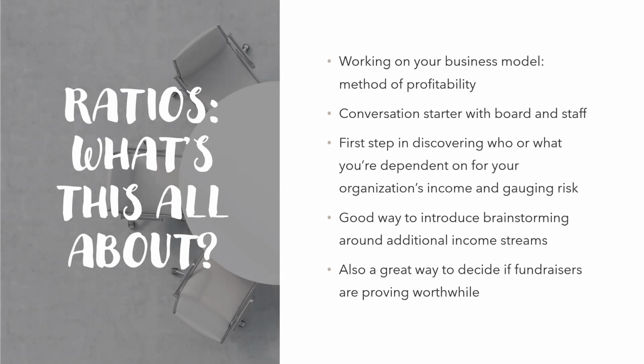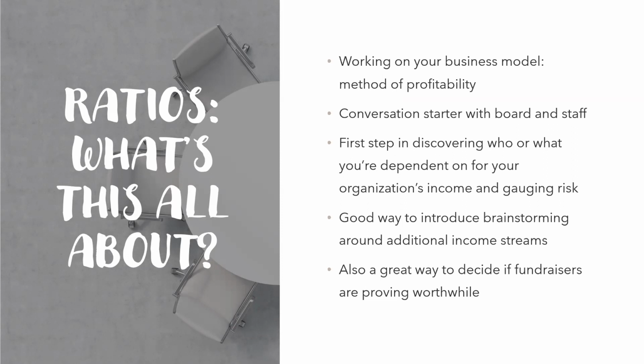First step is in discovering who or what you might be dependent on for your organization's income and gauging that risk. So we're not going to talk as much about gauging your risk today, but that will be another video that I do. So if this video is brand new when you're seeing it, come back another time and look for the gauging risk video. If you're seeing this a little bit later, hopefully it is there on the Gold Standard playlist that you can go and just pull that one up next because they do really interrelate.